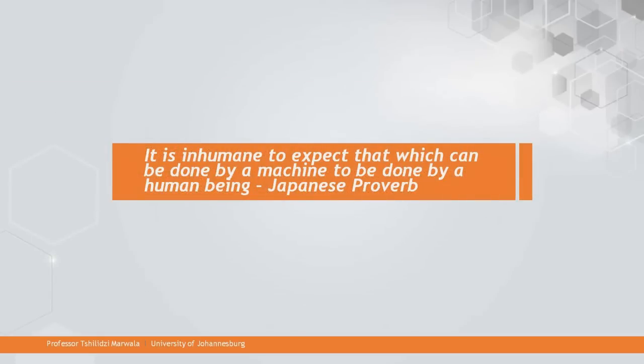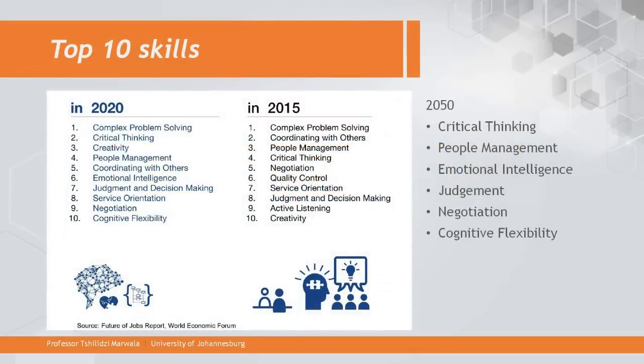So automation is not the enemy. We just have to find ways of... and these are the sort of skills that we are actually training people for in 2015. And these are the skills, according to the World Economic Forum, that you can see in 2020. Now in 2050, preparing people to live in this fourth industrial revolution, what do we do?